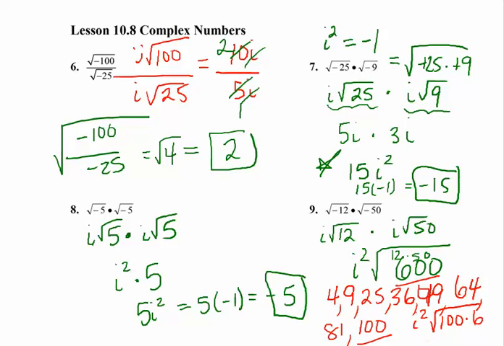The square root of 100 is 10, so I have 10i squared, square root of 6, and then multiply 10 by negative 1. So you always have to get rid of that i squared. It equals negative 1. So the final answer is negative 10 square roots of 6 when we multiply the 10 by the negative 1.